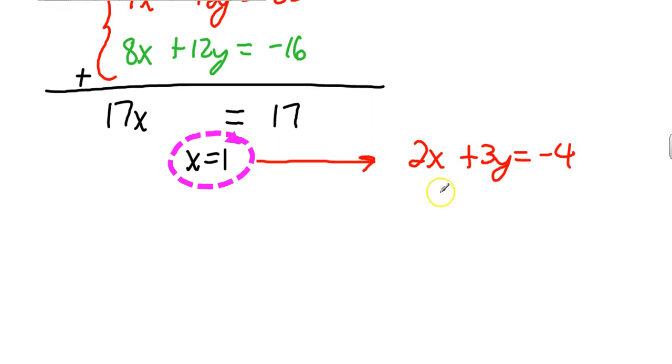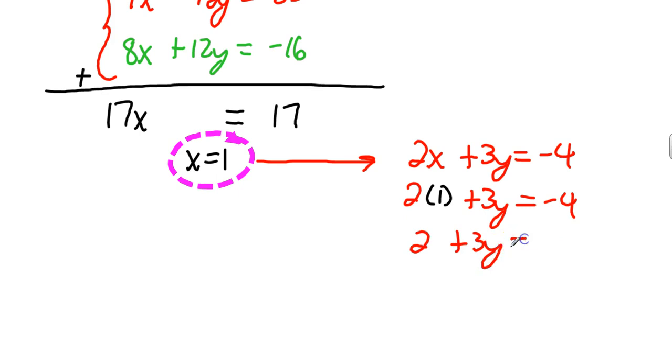Alright, so plugging in the 1. We got 2 times 1 plus 3y equals -4. So 2 plus 3y equals -4. Subtract 2 from both sides. So y would equal -2.